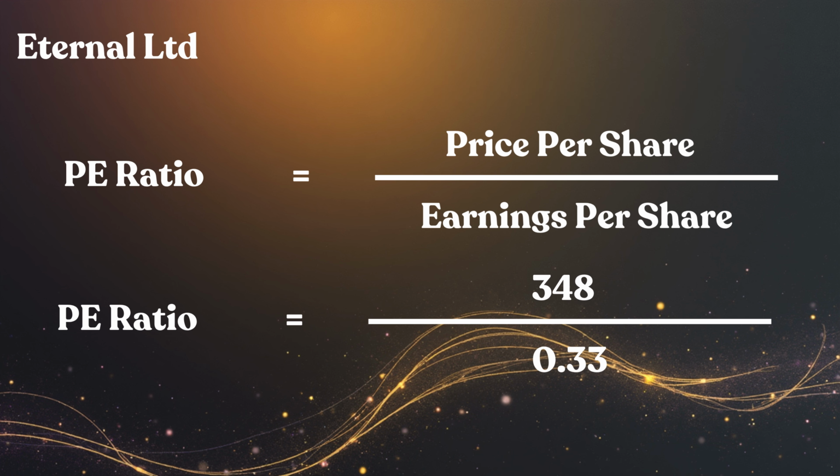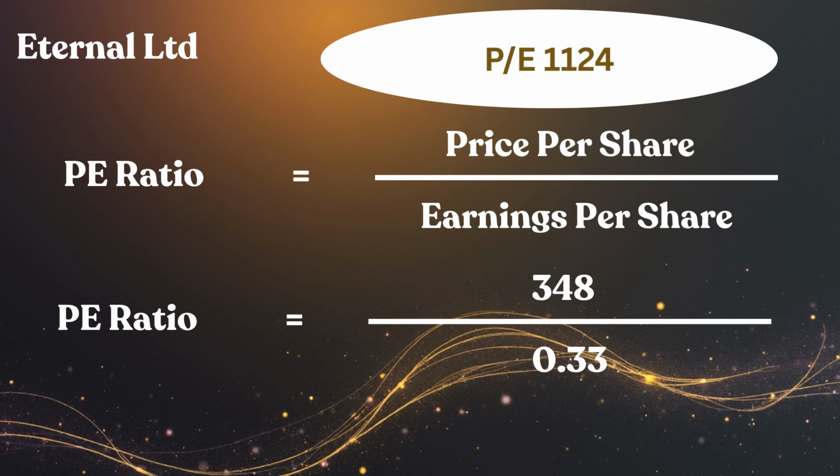And the third company is Eternal Limited, which was earlier called Zomato, one of the leading online food service platforms. Offerings include food delivery, dining out services, loyalty programs, and others. The share price is 348, and the earnings per share is 0.33, which gives you a PE ratio of 1124.